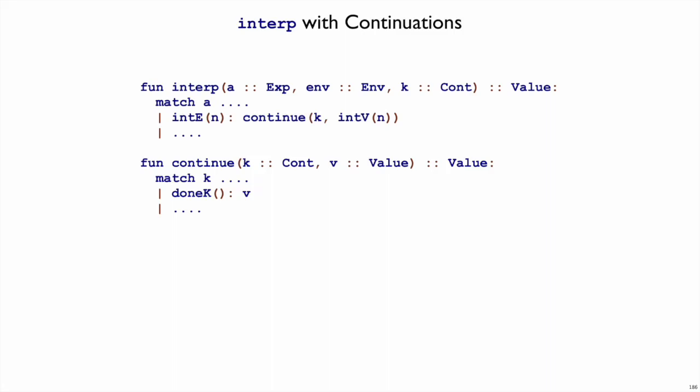By looking at some examples, we've arrived at the conclusion that there should be an interp function with a continue function, and they work together to perform continuations. But let's see how this implementation that we have so far plays out with some simple examples.